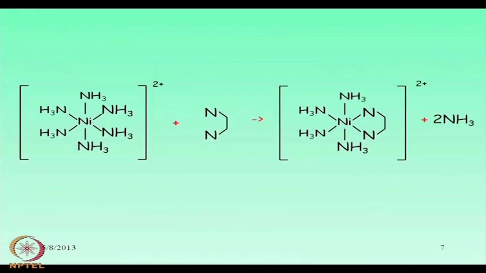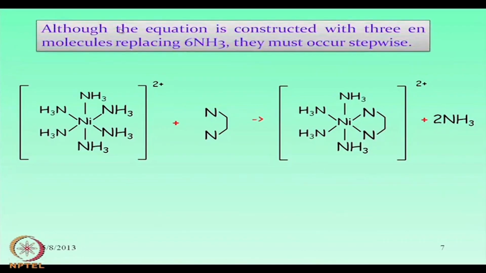So, this is the situation where we see that the 6 ammonia molecules are attached to the nickel center and ethylene diamine is coming. So, in the first step what is happening? 2 adjacent ammonia molecules are being replaced by one ethylene diamine. So, these will have some attached H2 groups also. So, these are NH2, CH2, CH2, NH2. So, this is the ethylene diamine unit which will replace 2 ammonia molecules.